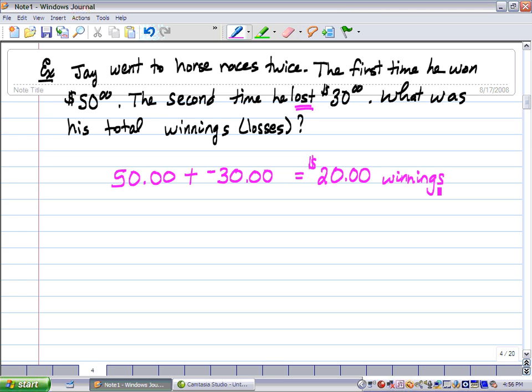Okay. So that is a little bit about the words difference, total, and sum. The next section will be a review of order of operations.